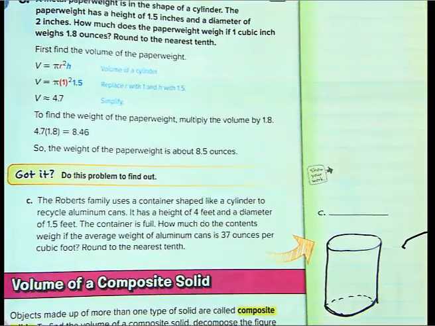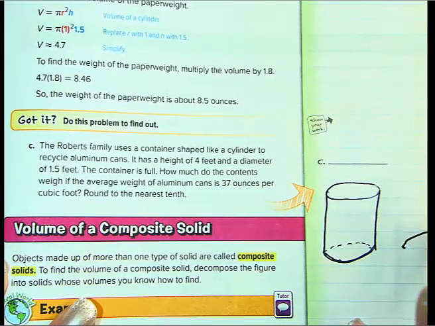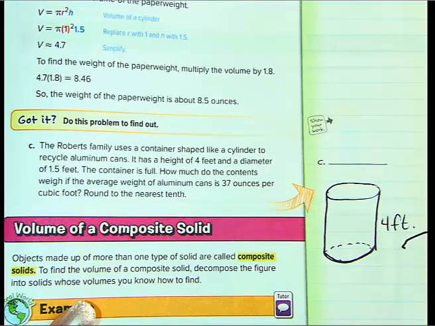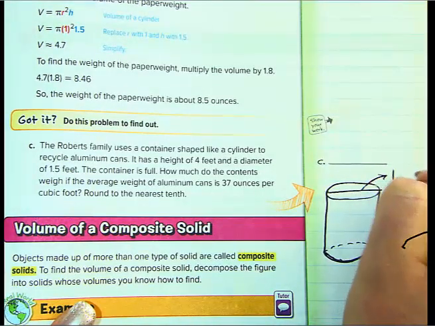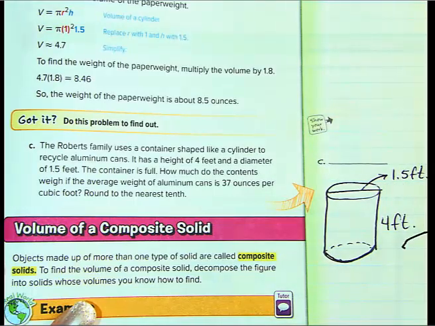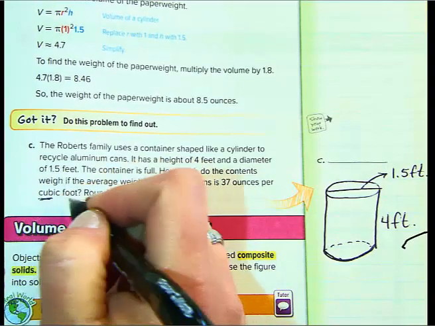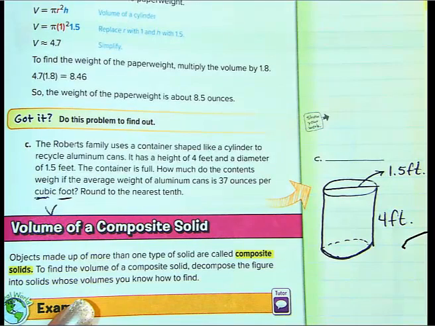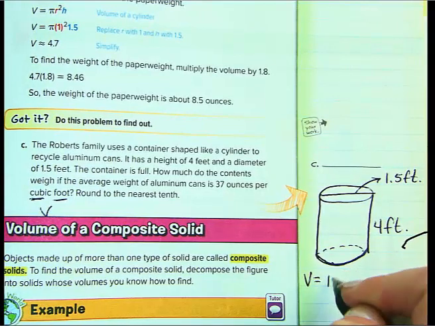And it says the height of the trash can, or the height of the recycling bin, because I didn't really call it a trash can, I said it's used to recycle, is 4 foot. And the diameter is 1.5 feet. So from here to here is 1.5 feet. Okay? How much do the contents weigh if the average aluminum can is 37 ounces? Okay, first of all, we need to find the cubic feet. When it asks for cubic foot, that's asking for the volume. Okay, so first we have to find the cubic foot, or the volume of it. So my equation for volume, hopefully you remember, is volume equals pi times radius squared times height.